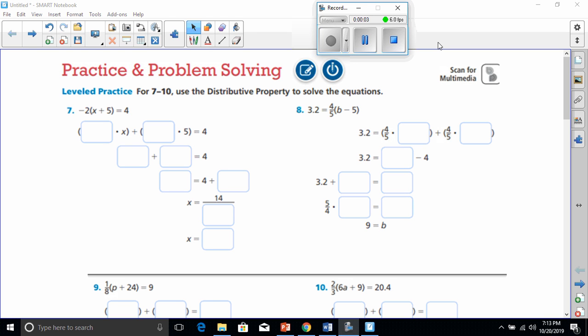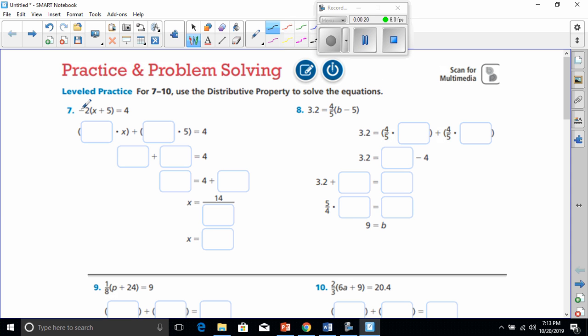Today we're going to be doing solving equations using distributive property, practice and problem solving. Let's get started. I'm going to do number 7 to start us off. It says use the distributive property to solve the equations.